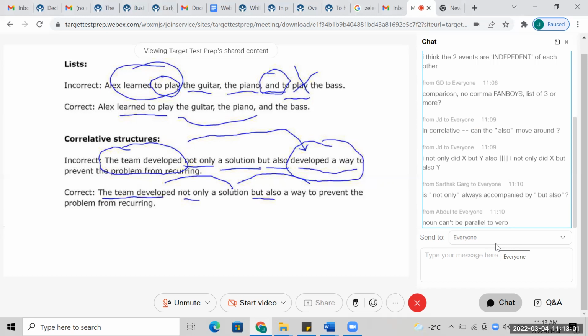I don't know. Some of these details maybe check in the course or something. Is "not only" always accompanied by "but also"? Yes. But actually, "but also" is sometimes accompanied by "but only"? "But also" is not always accompanied by "not only." So, "but also" can be used in a few ways, so that's a little different. A noun can't be parallel to a verb, that is correct. Okay, cool.